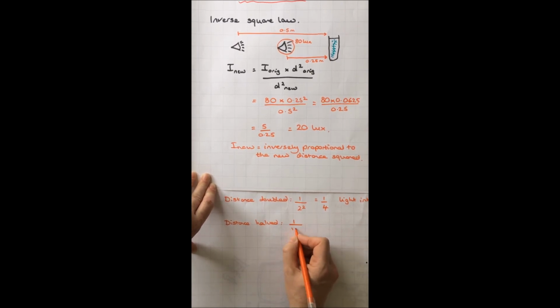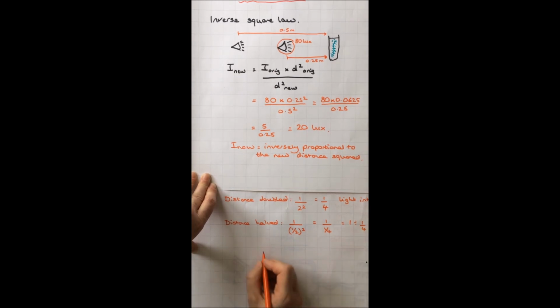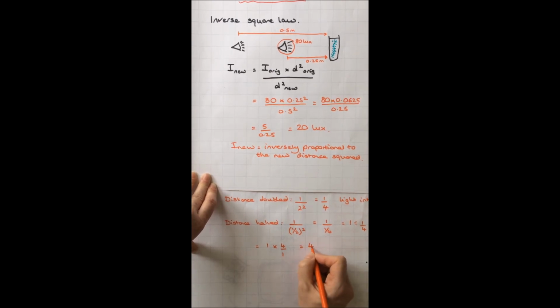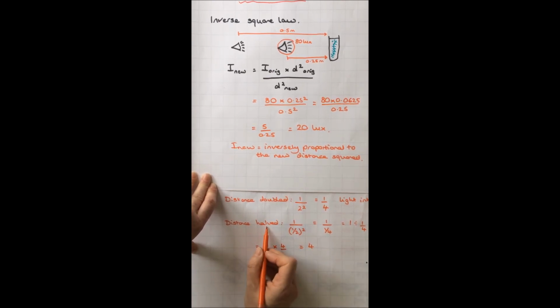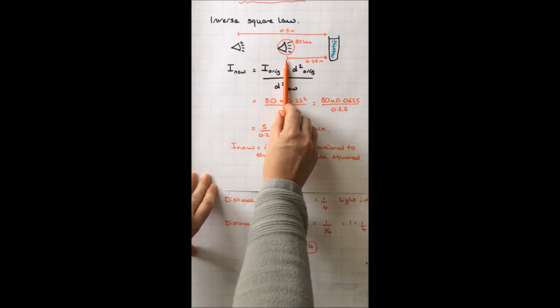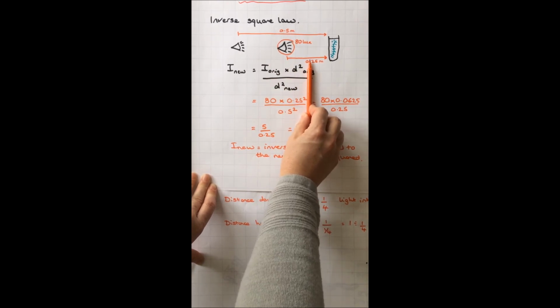If, however, my distance is halved, my value is still inversely proportional, so this time I do 1 divided by a half squared, which is the same as 1 divided by a quarter. In maths, if you're dividing by fractions, remember you flip this one over and then you multiply it. So that would be 1 times 4 divided by 1, which gives me an answer of 4. So if I halve my distance, my light intensity is now 4 times greater. If I move my lamp from here to here, I would increase my light intensity 4 times.